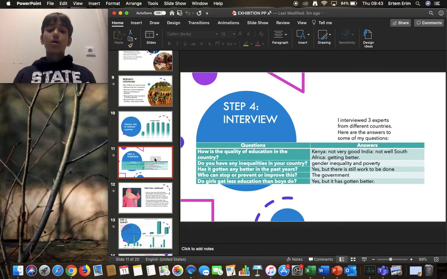Gender. How is the quality of education in your country? Kenya, not very good. India, not well. South Africa, getting better. Do you have any inequalities in your country? Gender inequality and poverty. Has it gotten better in the past years? Yes, but there's still work to be done. Who can stop or prevent or improve this? The government. Do girls get less education than boys do? Yes, but it has gotten better.